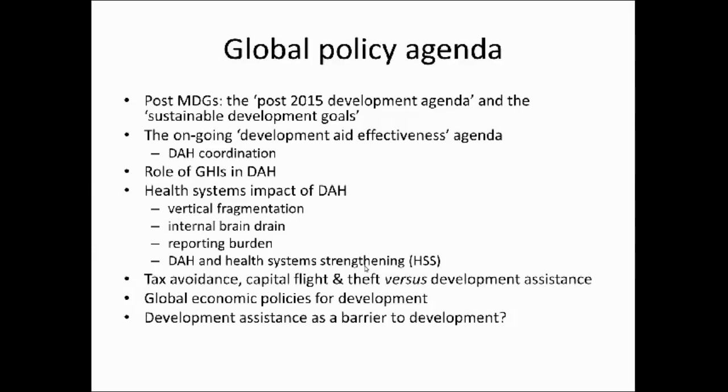At the same time as the UN is debating a new post-2015 development agenda, the same leading OECD countries are discussing the development of a new trade agreement called TISA, the Trade in Services Agreement, which will make it harder to control the financial sector globally, which will make it harder to clamp down on tax avoidance and capital flight. So number six has to be global economic policies for development.